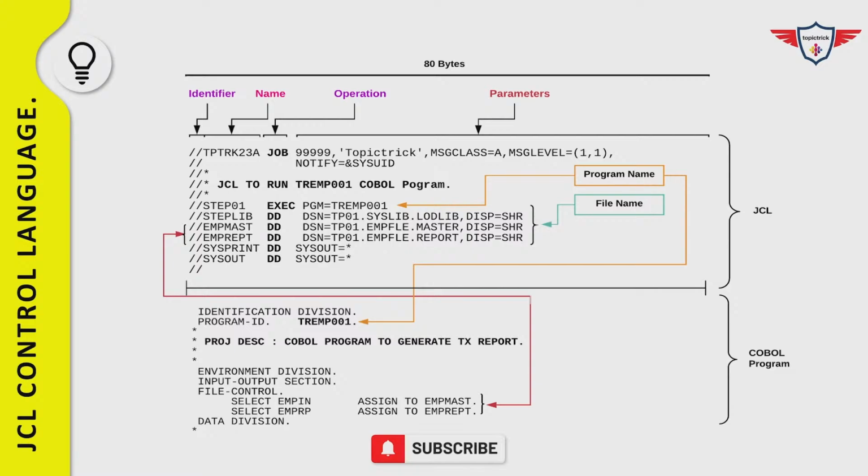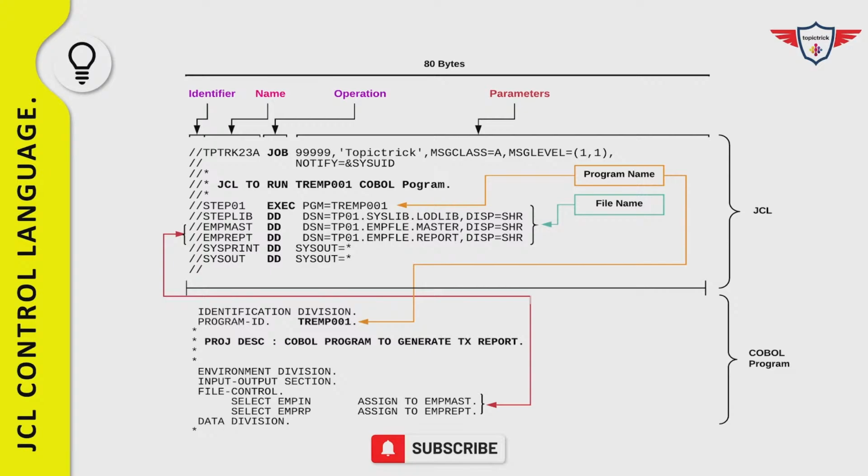This is the name of a COBOL program, and I've already highlighted this with an orange color. After that you have a DD statement, that is STEPLIB. STEPLIB is used to specify the library where the load module is residing. We're going to discuss that in detail in a later part of the section. As of now, just remember that the system is going to pick the load module from this particular library.